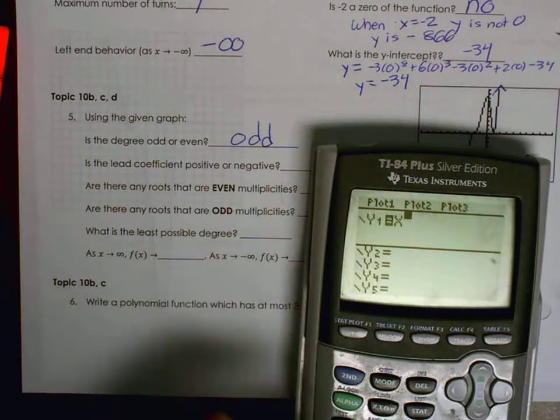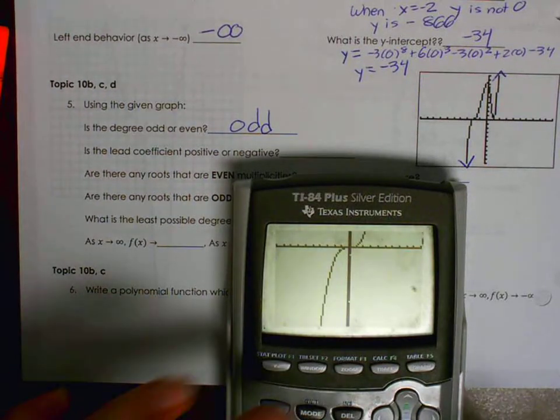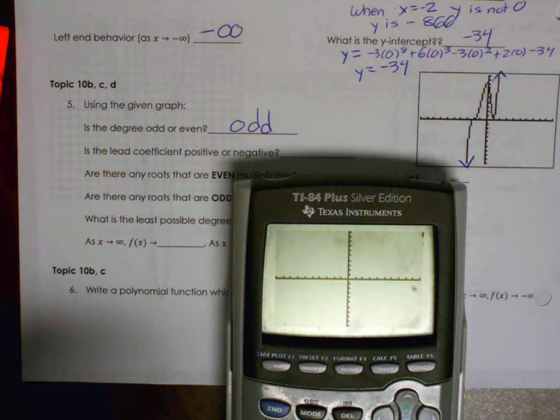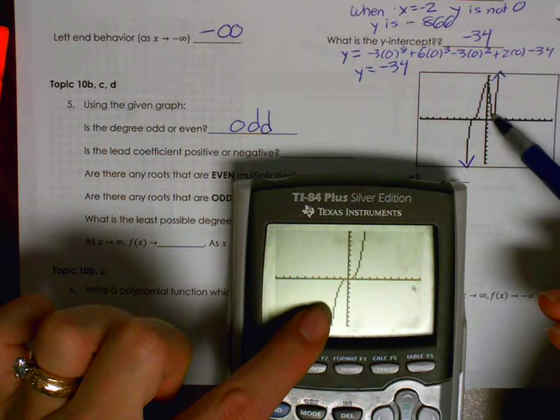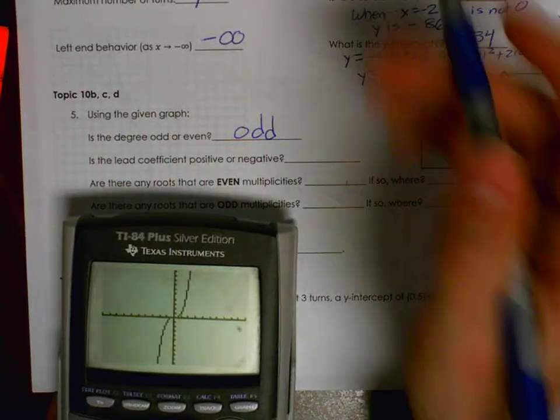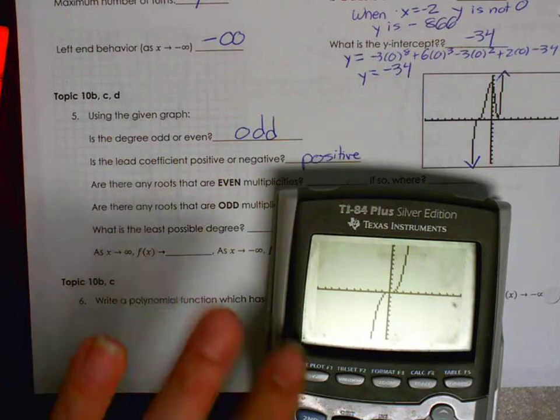So x to the 3rd, that's an odd function, and hit graph. I am going to want to zoom 6 and get this back to my normal window. All right. So there's my odd function with a positive leading coefficient, and I can see it looks like this picture. So I know that the leading coefficient here is positive, and I didn't even have to memorize anything.